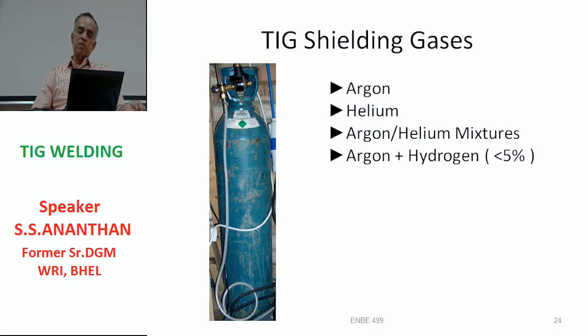The types of gases that are used are argon, helium, argon plus helium mixtures according to the requirements, and sometimes argon plus hydrogen, maximum 5%. Now these mixtures are available either as premixed gases, argon plus helium of desired proportion, or argon plus hydrogen at desired proportions, or they can also be mixed with gas mixing units.